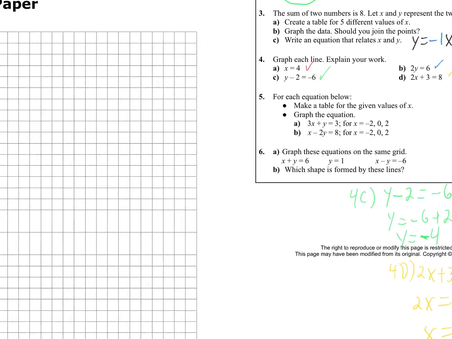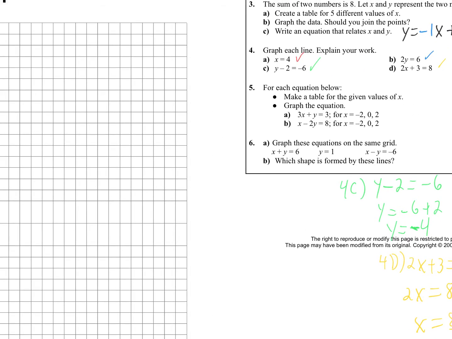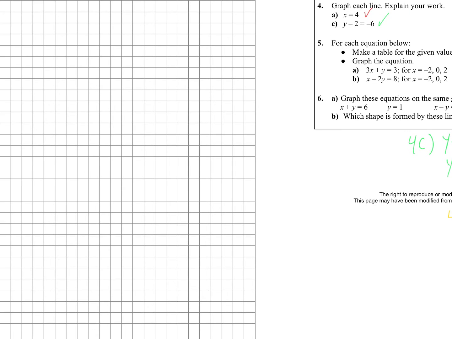So for question 5, I've got myself a new sheet of graph paper and it wants me to make a table of values for each of these equations here. There are the values they want me to use for x. So for 5a, I'm just going to write 5a down here.